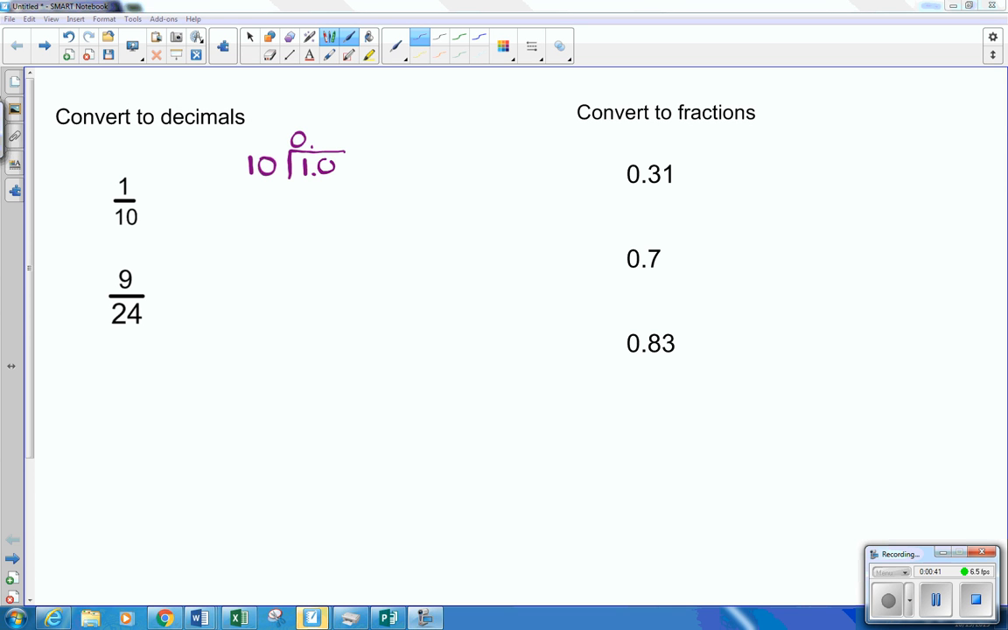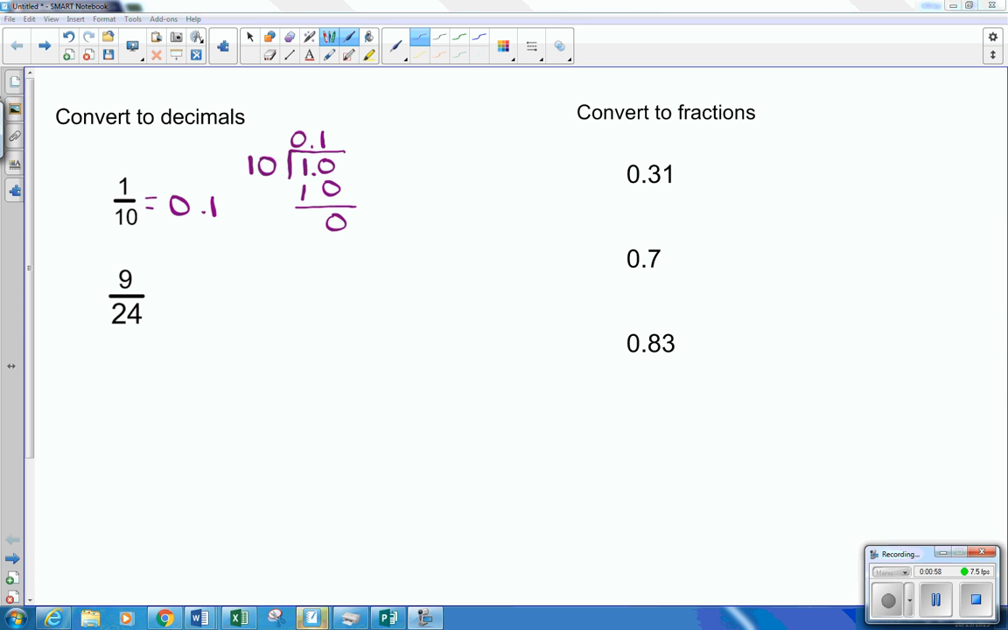I'm going to add a 0 here. Now forget the decimals even there. 10 goes into 10 one time. 1 times 10 is 10, and we don't have a remainder. So we can stop. And converting this to a decimal is 0.1.